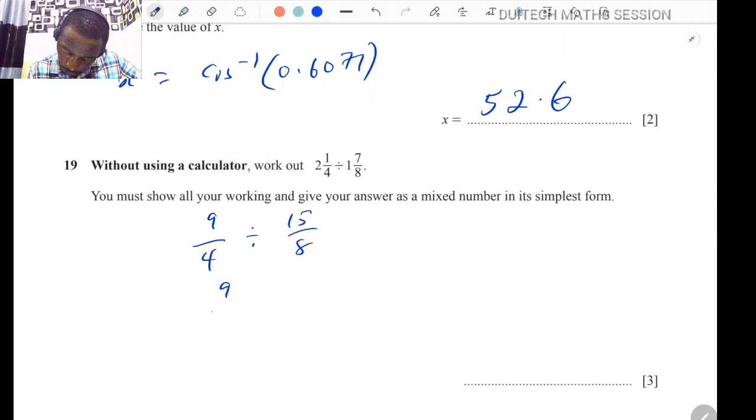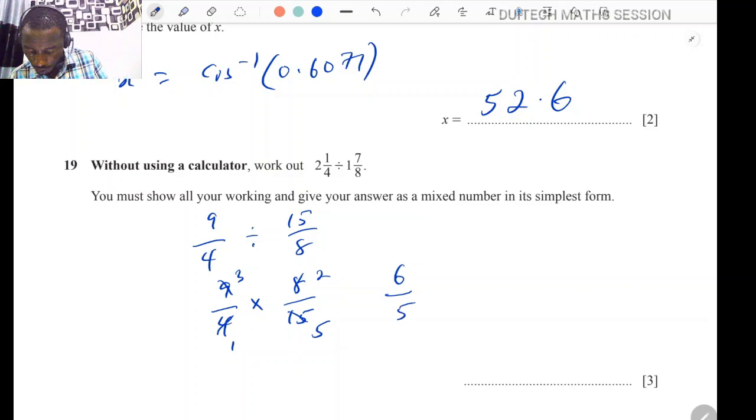You have 9 over 4 times 8 over 15. When 4 goes here, you have 1. When 4 goes here, you have 2. When 3 goes here, you have 3. When 3 goes here, you have 5. So I have 6 over 5. 6 over 5 becomes my answer.